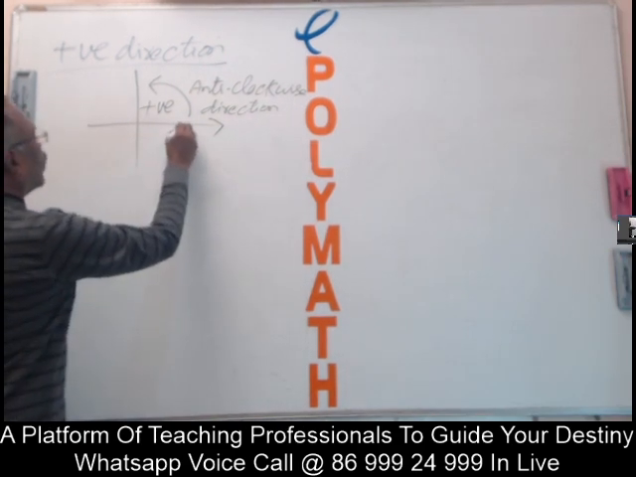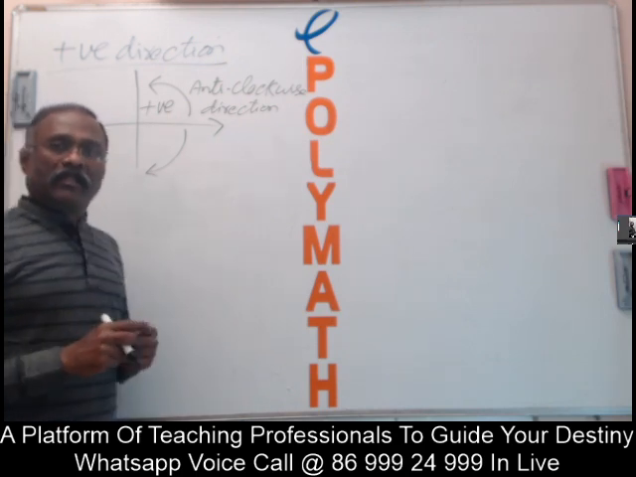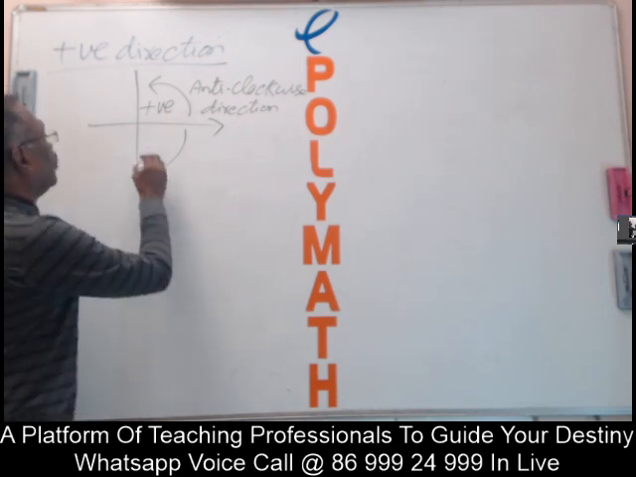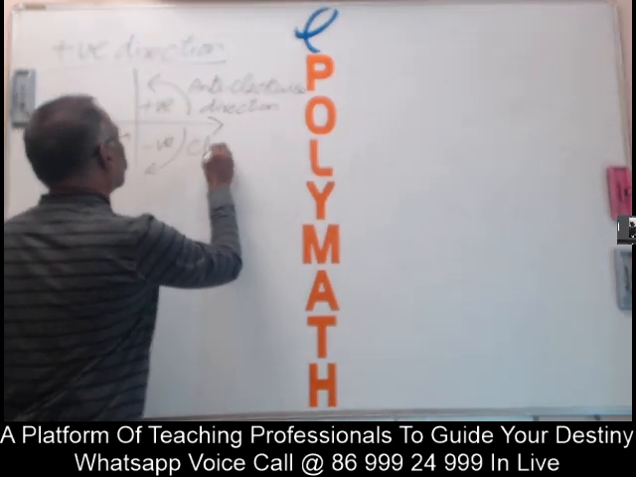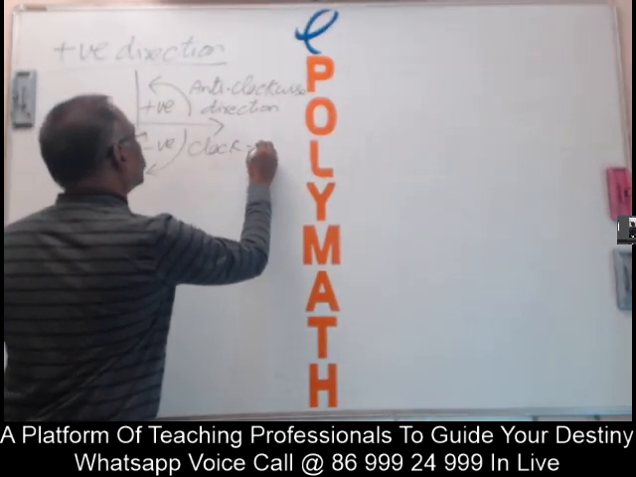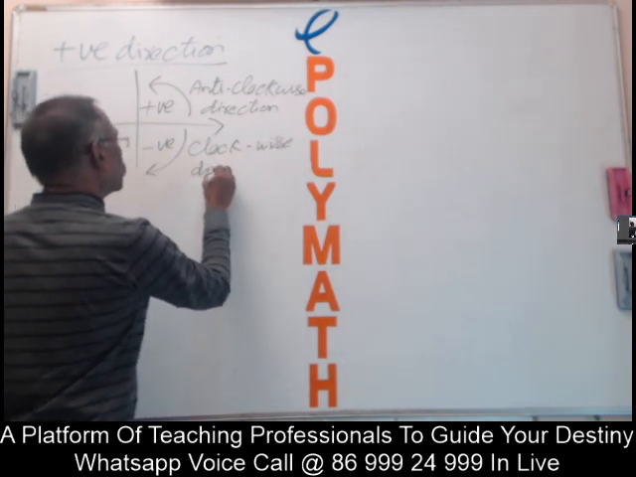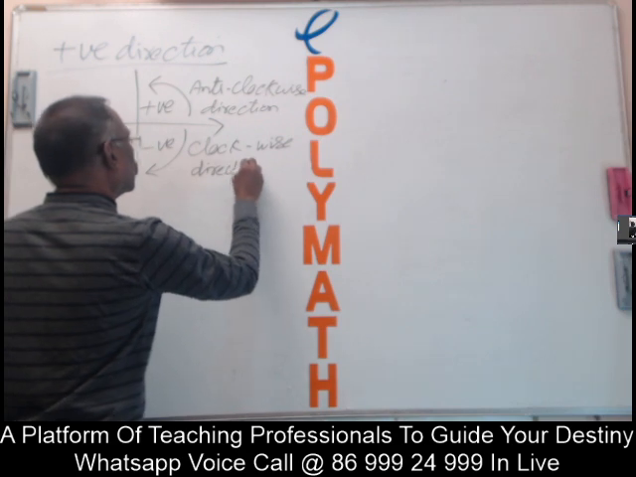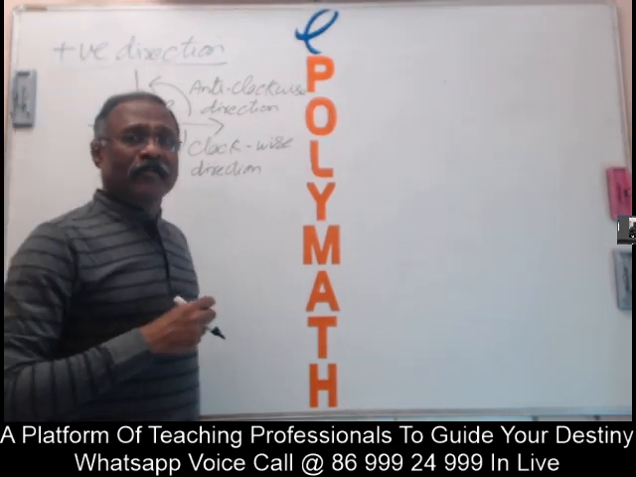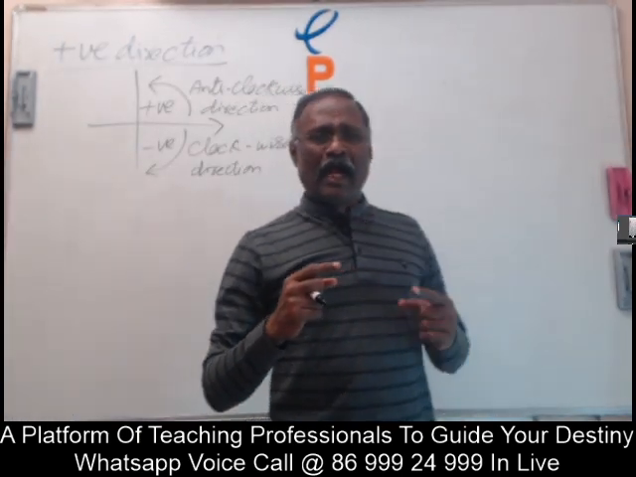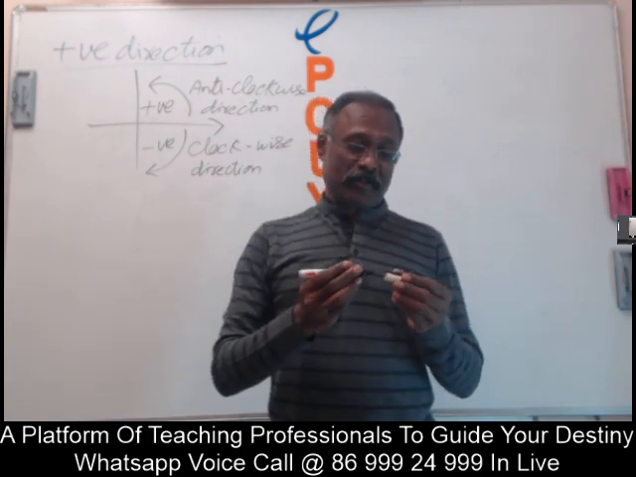And unlike that, if the direction is measured along with the clock, it is said to be negative direction. It is nothing but clockwise direction. You will be surprised why mathematicians have given anti-clockwise direction as positive direction and clockwise direction as negative direction.